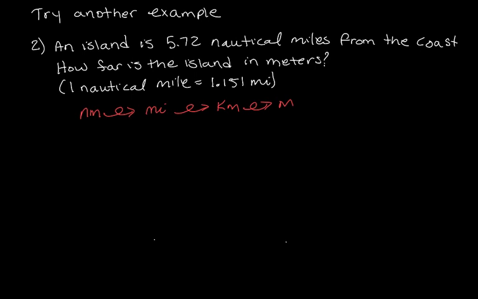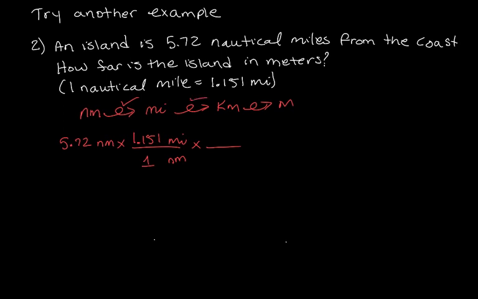So let's go ahead and start with what we're given, 5.72 nautical miles. And since nautical miles is on the top, nautical miles is going to go on the bottom, and miles is going to go on the top. For every 1 nautical mile, there's 1.151 miles. But we're not done yet, because we need to go from miles to kilometers. So we did this part, now we're on this part. So how do we relate miles to kilometers?